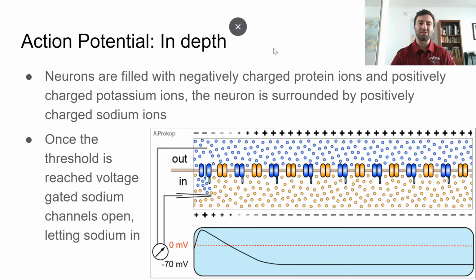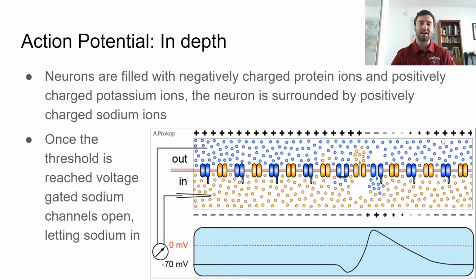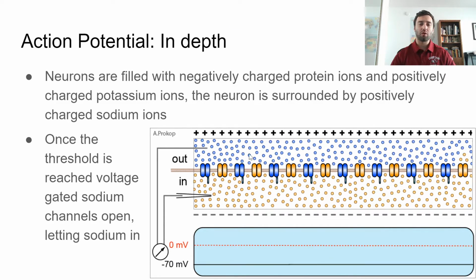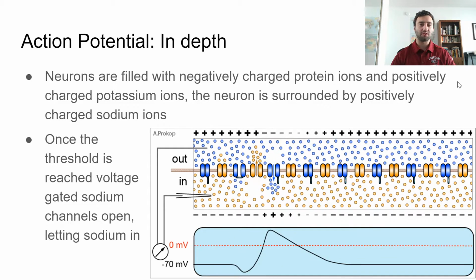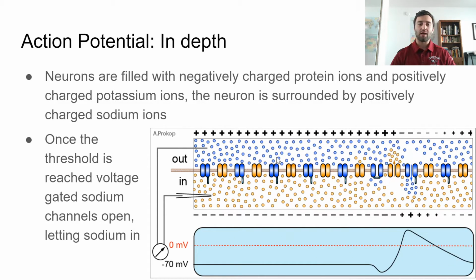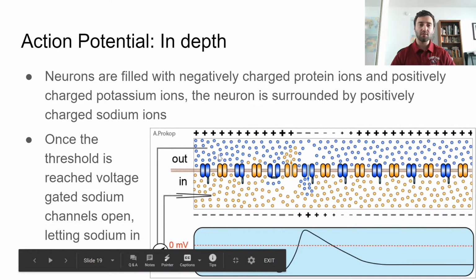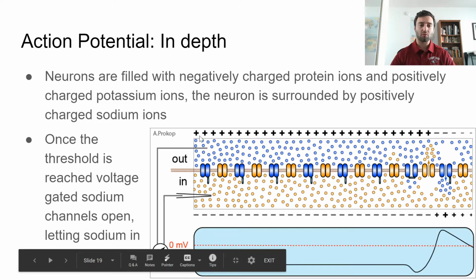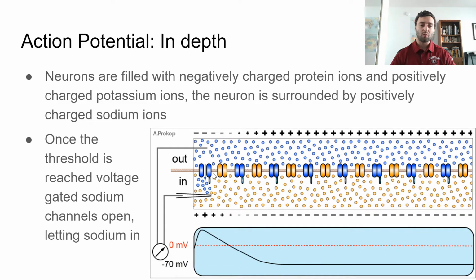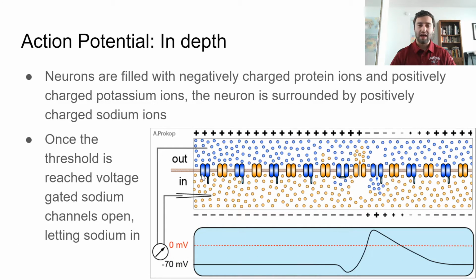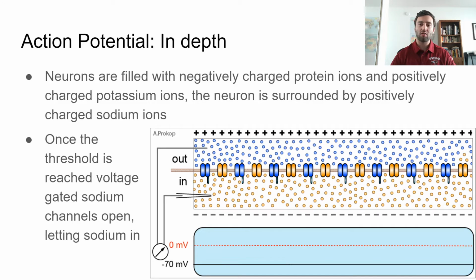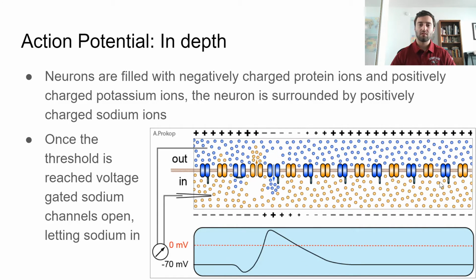Again, it's complex and kind of confusing, but we'll go over a few ways to hopefully remember this a little better. But again, we've got positive on the outside, negative on the inside. When the gates open up, the positive stuff rushes in, which pushes some of that out, and it gets pushed down the axon.